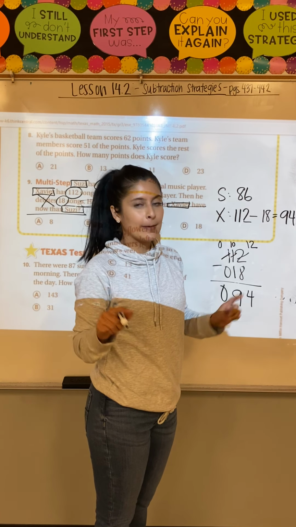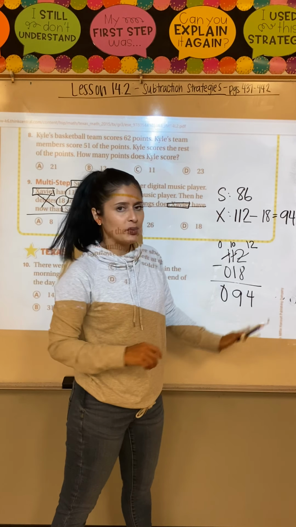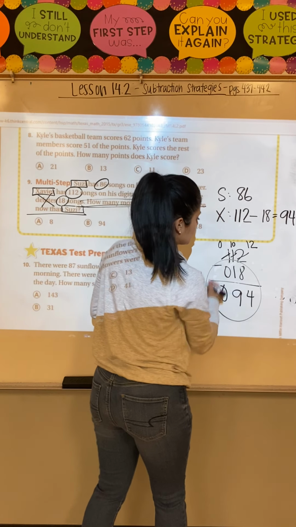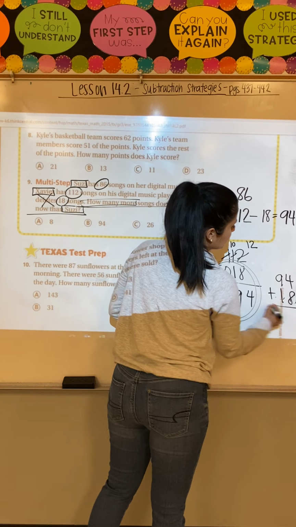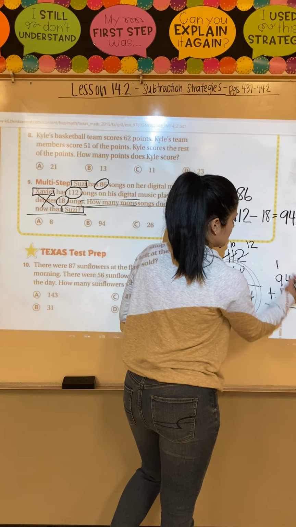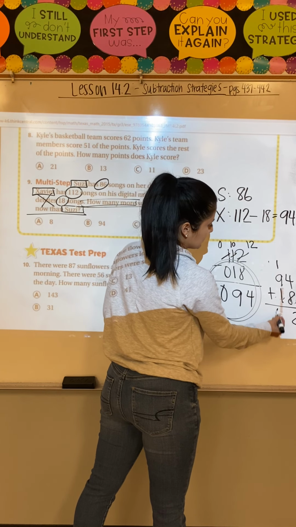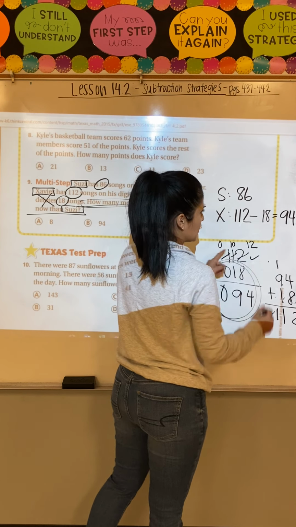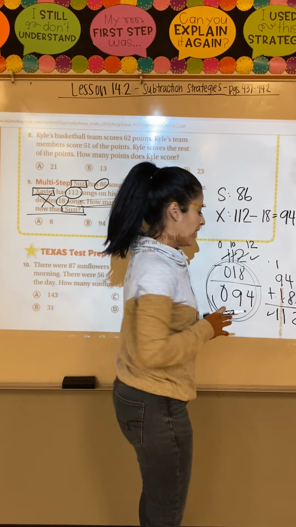So we're not done. But before we get to that, I subtracted with regrouping. I may have been a little bit confused, right? Use your inverse operation to check. So let's do 94 plus 18 more. Double check your work. 8 plus 4 is 12. 9 plus 1 is 10. Plus 1 is 11. Did we subtract correctly? Yes.